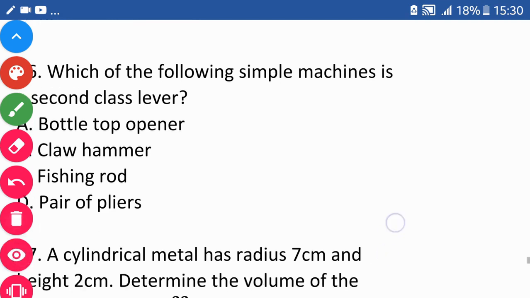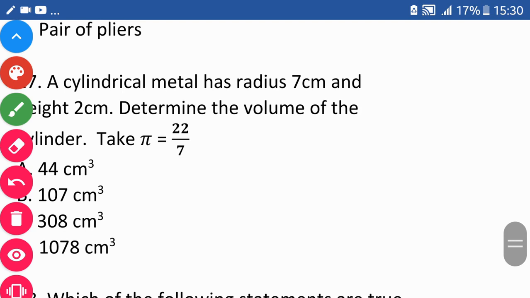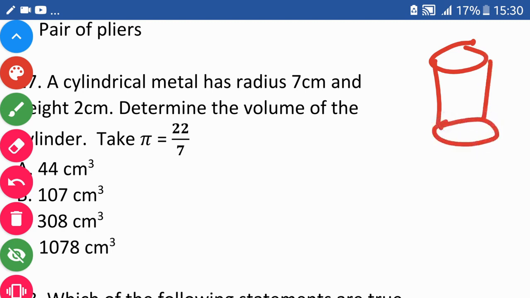A cylindrical metal has radius of 7 cm and height of 2 cm. Determine the volume of the cylinder. So a cylinder looks like this. So how do you find the volume? So we know that volume is definitely length times breadth times height. But over here, you can't have a length, breadth, and height. But you can find the area of the base. The area of the base multiplied by height will give you the volume.